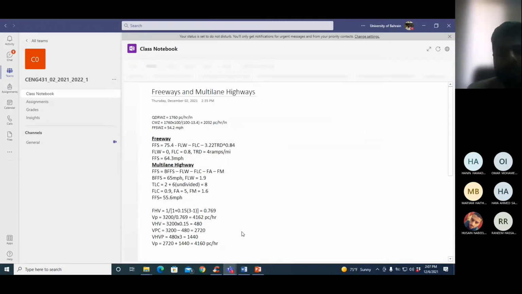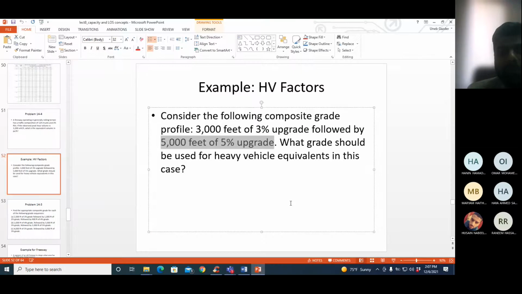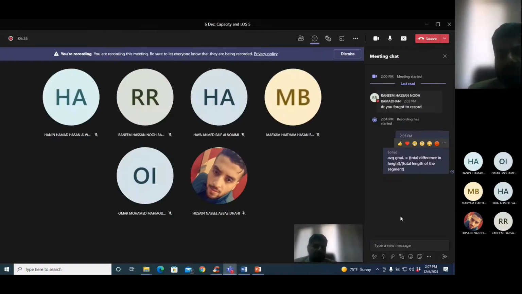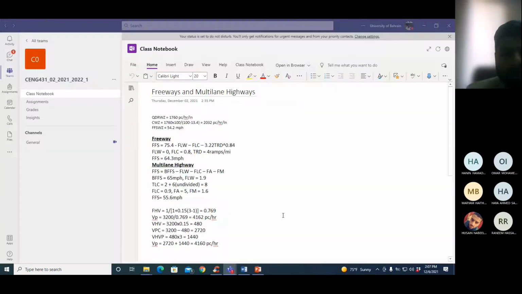First of all, tell me, I need to calculate the difference in elevation, right? How do I calculate the difference in elevation for this gradient? 3,000 feet length, 3% gradient. How do you calculate the difference in elevation or difference in height for this case? The length is given and the gradient is given. 3,000 into 3%. Yes, very good, Sam. This is what we are going to do.